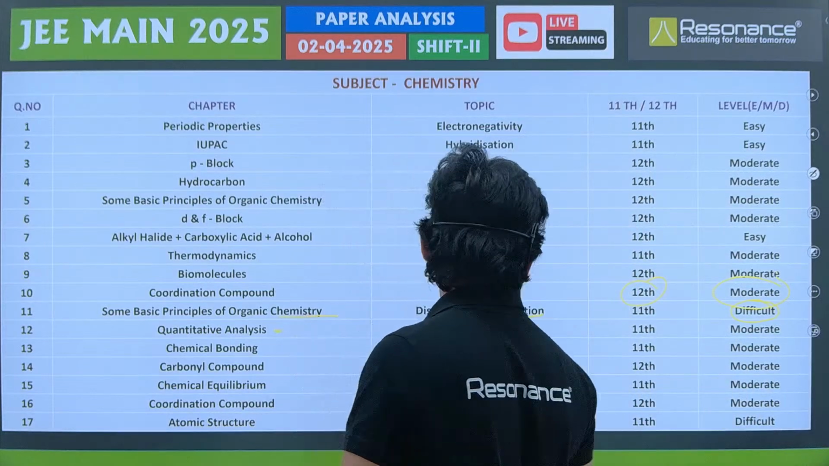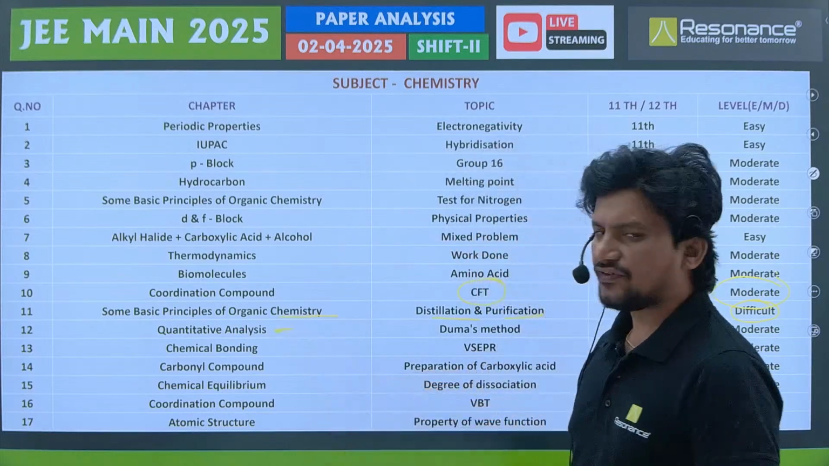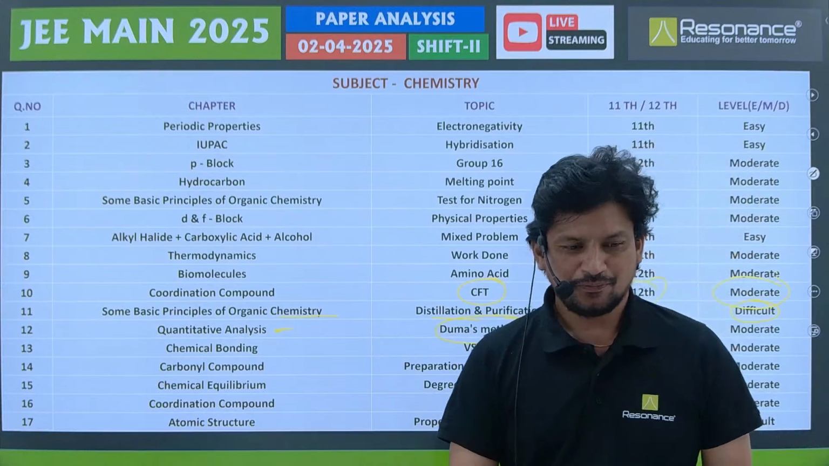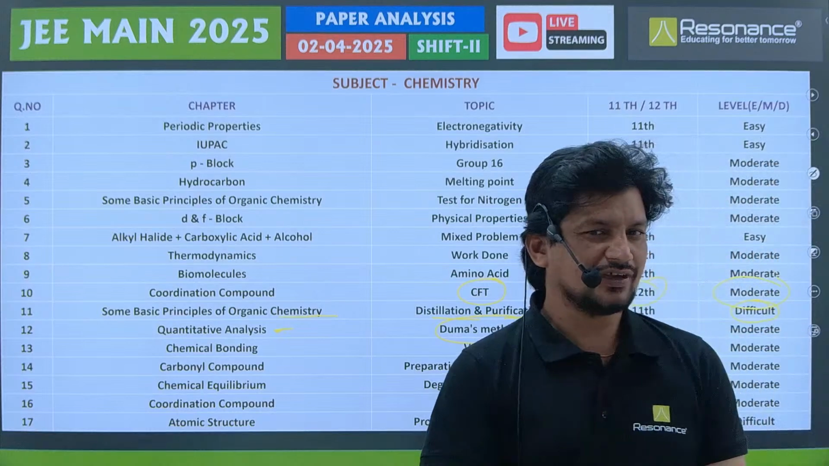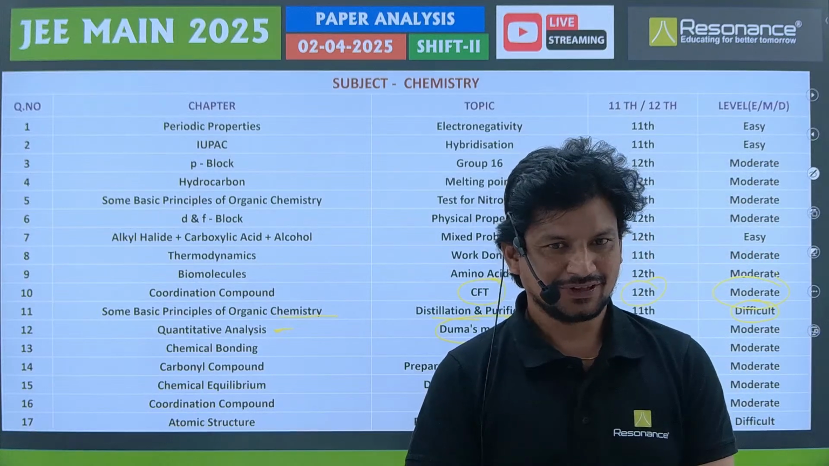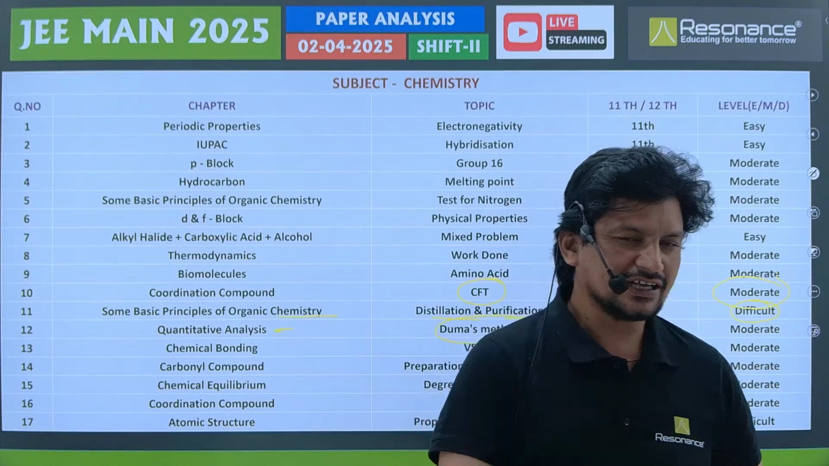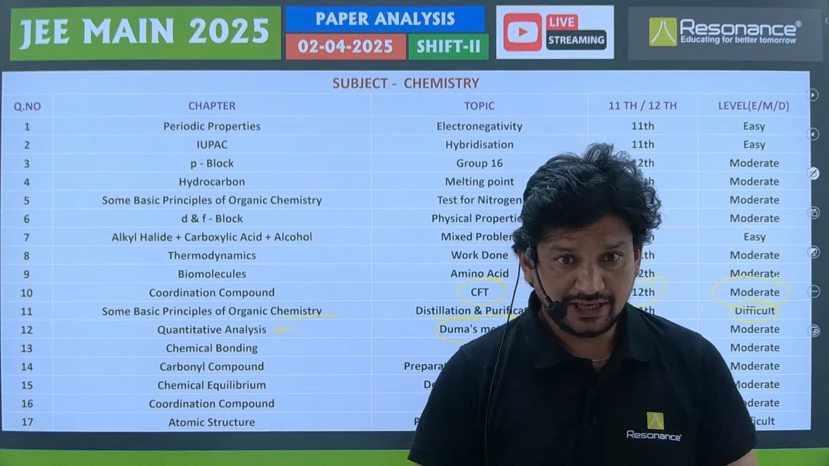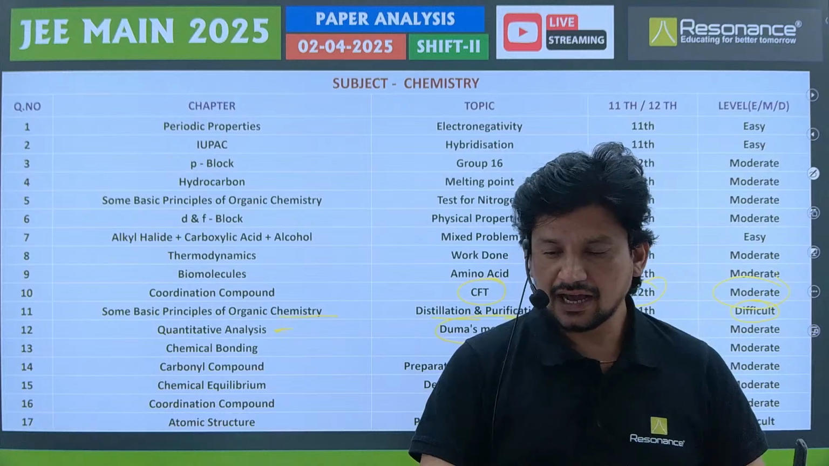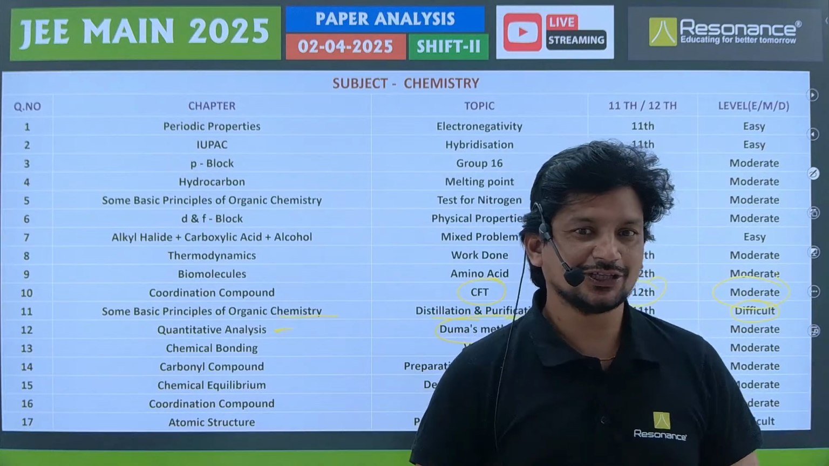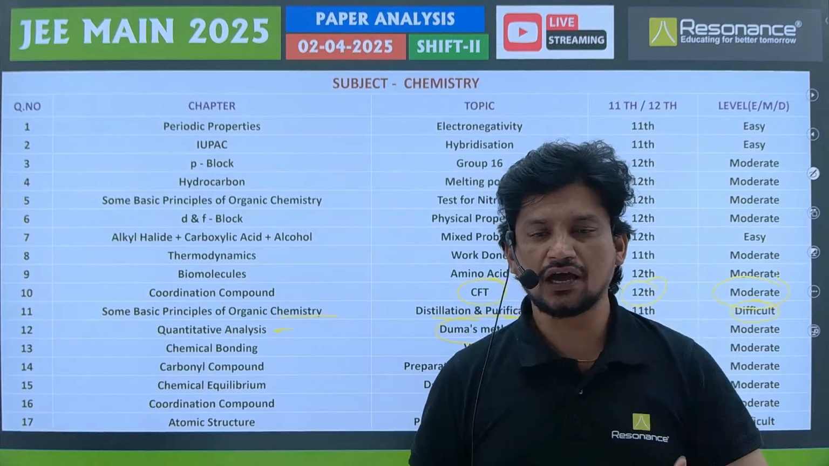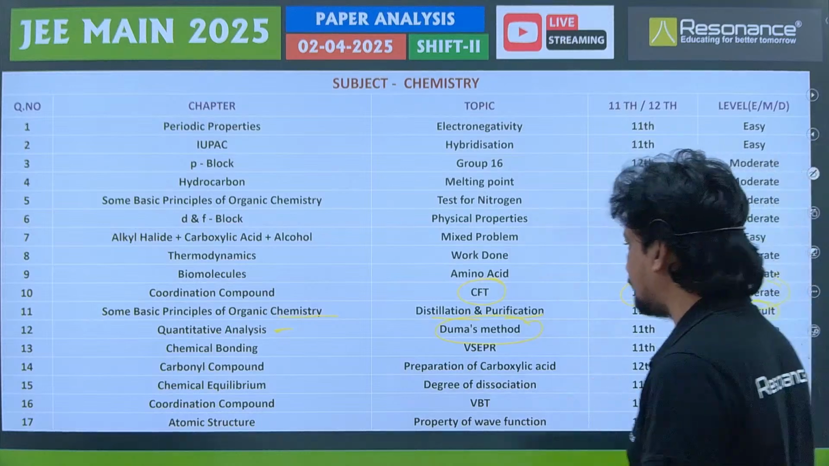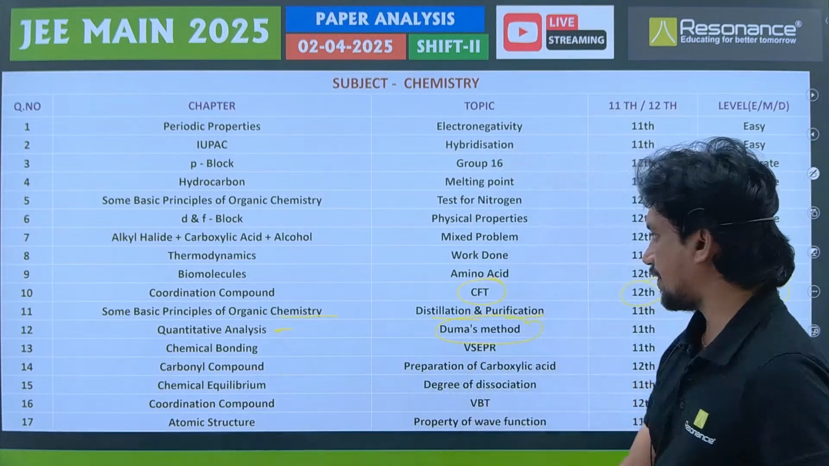Qualitative analysis of organic compounds, from that topic they gave the Dumas method. Problem solving in the Dumas method is somewhat tricky. If the data is given at STP condition, we can directly substitute the values into the formula. If they give the data at experimental conditions, then we have to convert the values to STP condition, and only then can we substitute the values. That is the tricky thing. So the Dumas method is also moderate.